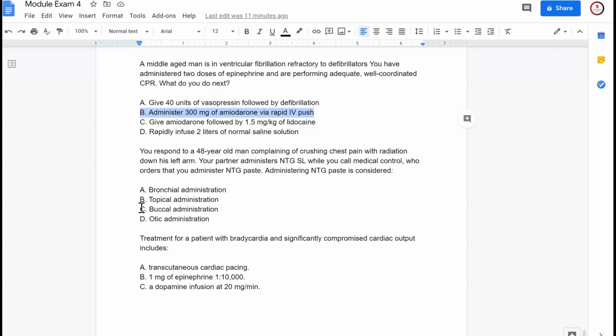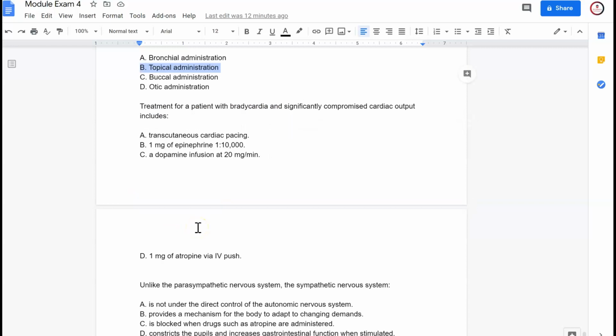You respond to a 48-year-old man complaining of crushing chest pain with radiation down his left arm. Patient administers nitro SL sublingual while you call medical control, who orders that you administer nitroglycerin paste. Administering nitroglycerin paste is considered what? Right? You put that on the patient. That's a topical administration. That's a basic pharmacology question.